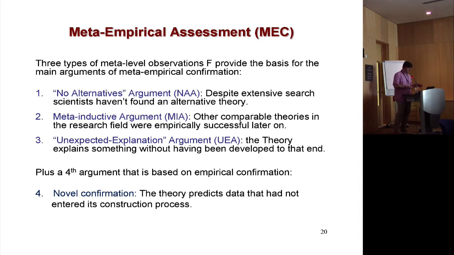So if we look at novel confirmation, it is based on the observation that the theory predicts data that had not entered the construction process. So it is the opposite of accommodation. And in this framework, in the framework of assessing the spectrum of alternatives, novel confirmation, as opposed to accommodation, also gives an indication of the limitations to the spectrum of alternatives.